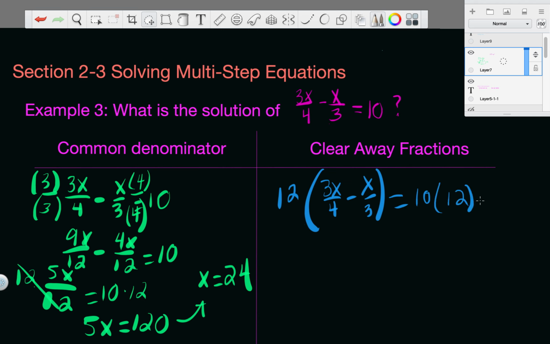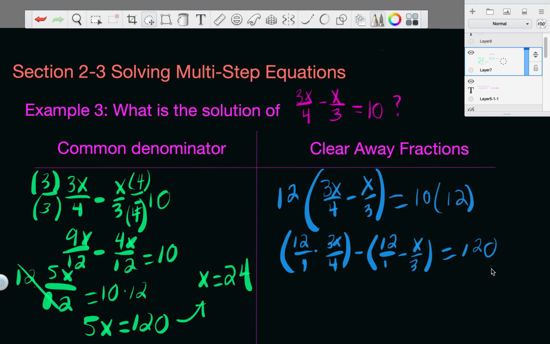Every term on the left and every single term on the right. All right? Now, when we multiply everything by 12, I'm going to separate it. So we're going to have 12 over 1 times 3x over 4 minus 12 over 1 times x over 3. And that's going to equal 10 times 12, which is 120.